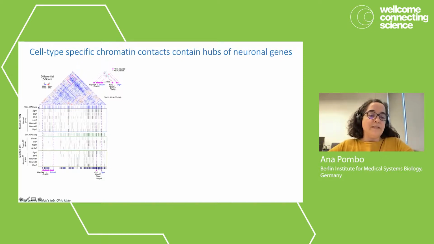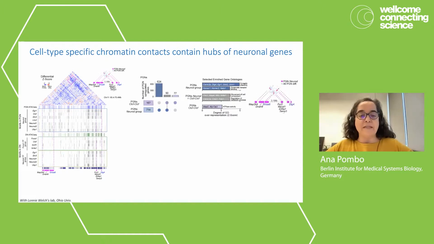You can see that in the PGNs we have many more ATAC-seq peaks than in the DNs. Not only this, but we also find that they very often coincide with binding sites of the TFs that are also expressed and upregulated in PGNs. And this is not the case for the TFs that are upregulated in the DNs. We went on next to ask, do these differential contacts hold any genes of interest or are they just structural contacts?